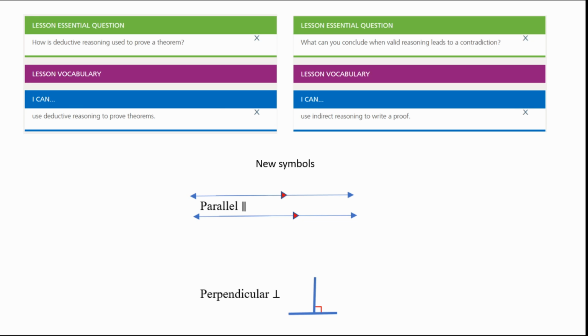Lesson 1.7's essential question is, how is deductive reasoning used to prove a theorem? And at the end of this lesson, you'll be able to use deductive reasoning to prove theorems. And 1.8 says, what can you conclude when valid reasoning leads to a contradiction?